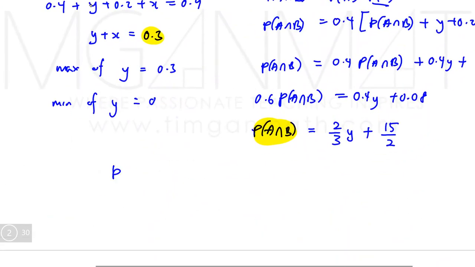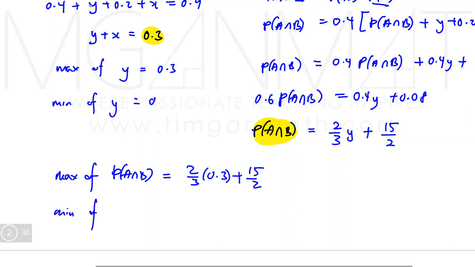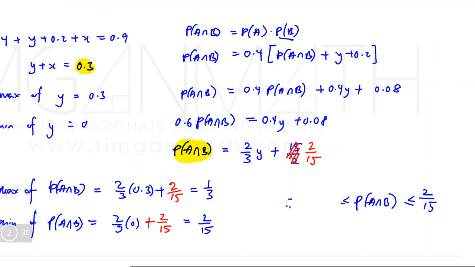So now you tell me, P(A intersect B) maximum will be 2/3 times 0.3 plus 1/5 over 2. Minimum of P(A intersect B) will just be 2/3 times 0 plus 1/5 over 2. So key this in. So the maximum will be, the minimum will be 1/3. Okay?